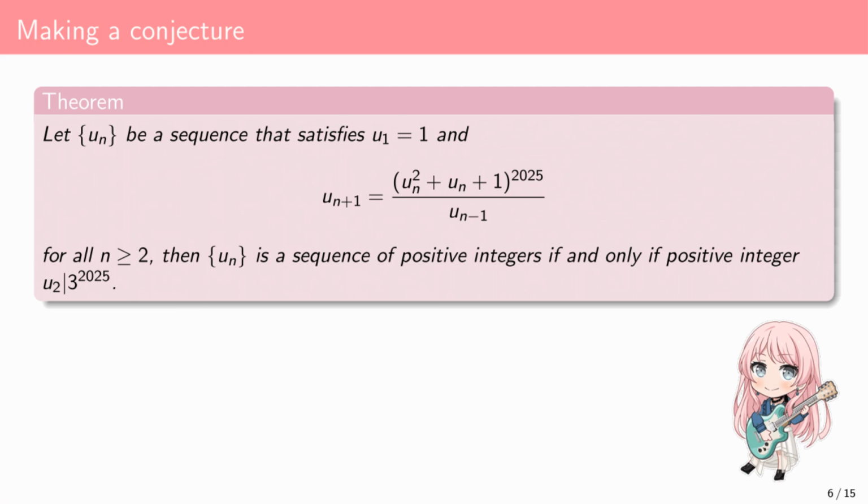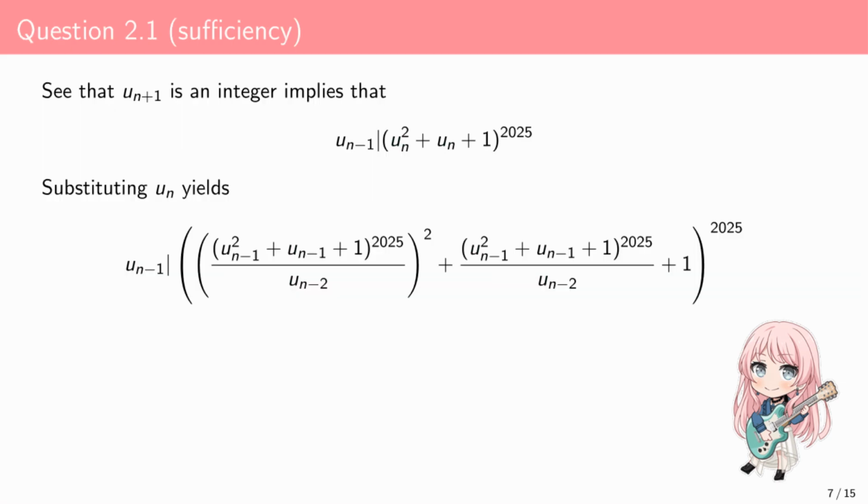We will make a guess first. The guess comes from a few experiments with the sequence. Our conjecture states that Un is a sequence of positive integers if and only if positive integer U2 divides 3 to the power of 2025. We start with the sufficiency part.